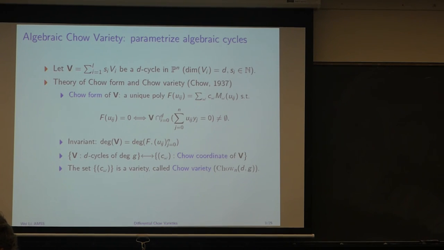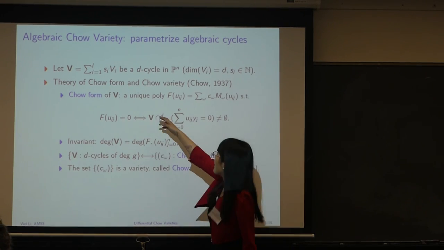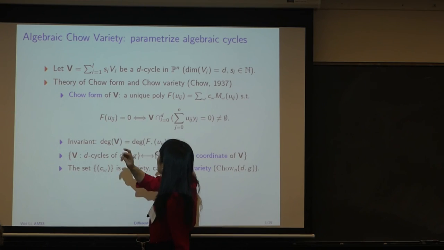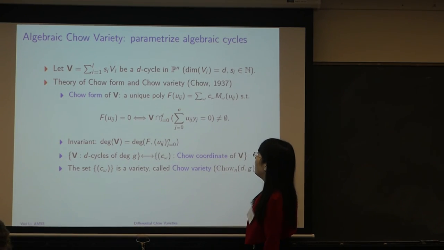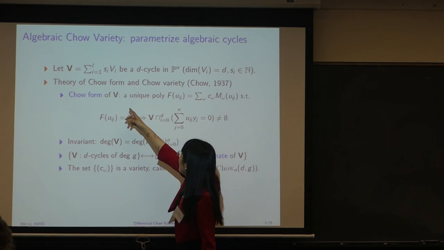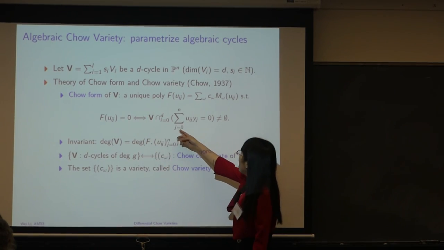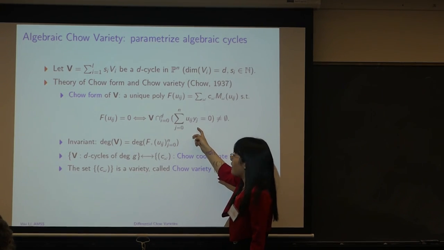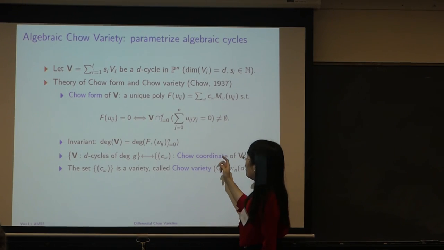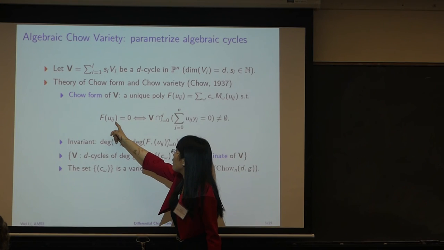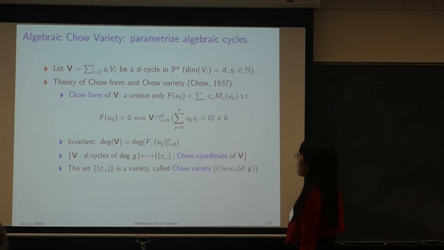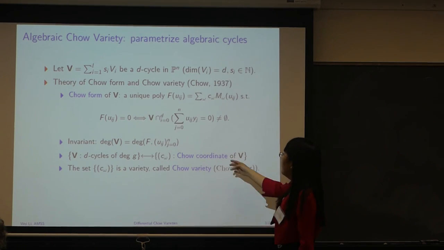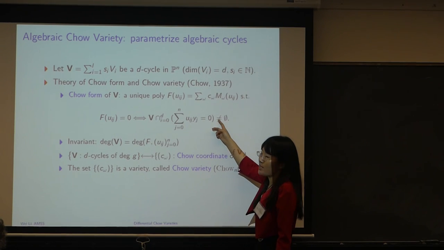For simplicity to build the definitions, this is an algebraic cycle, and for simplicity, we suppose it is irreducible, so it is an irreducible variety. The Chow form of the variety W is a unique polynomial associated to this variety, such that whenever we are given d plus one hyperplanes with coefficients, the vanishing of this polynomial on the coefficients of these d plus one hyperplanes gives a necessary and sufficient condition that W and these d plus one hyperplanes have a point in common.